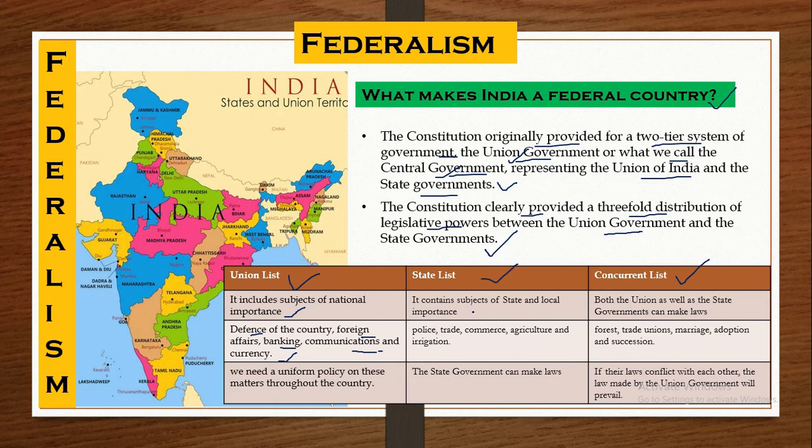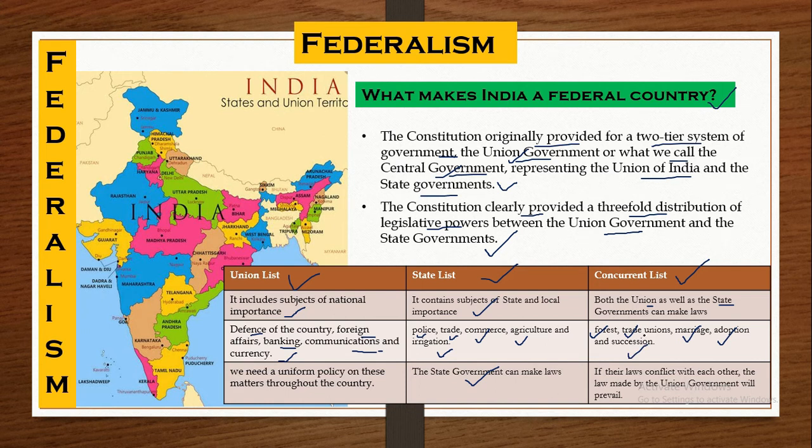While in the state list we have the subjects related to state and local importance, like police, trade, commerce, agriculture and irrigation. The state can make laws on these subjects. Now coming to the concurrent list, both the union as well as the state can make laws on subjects such as forest, trade unions, marriages, adoption and succession.